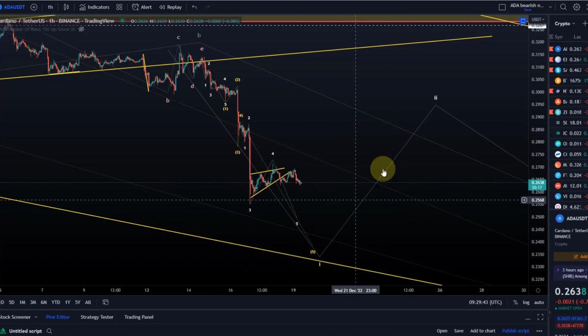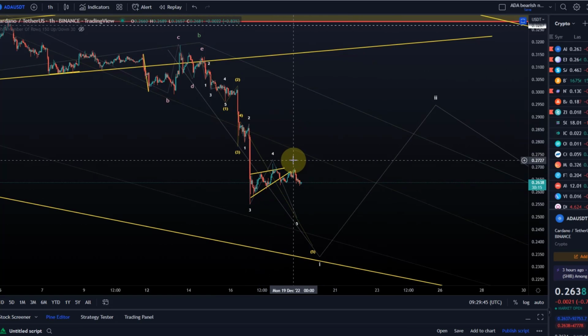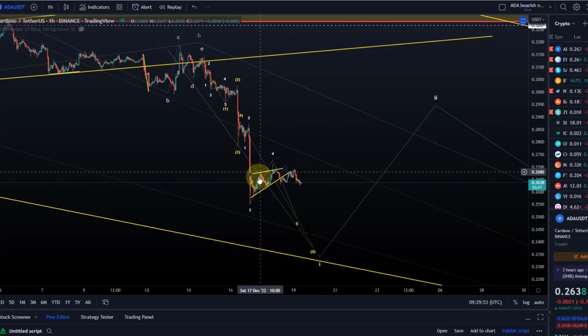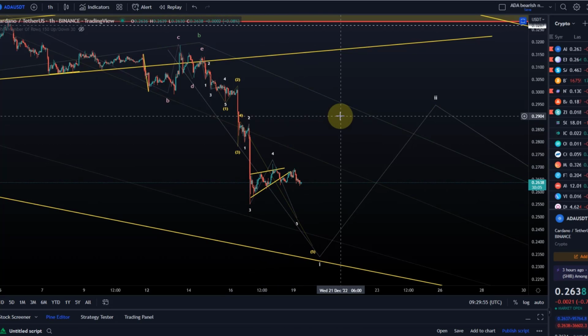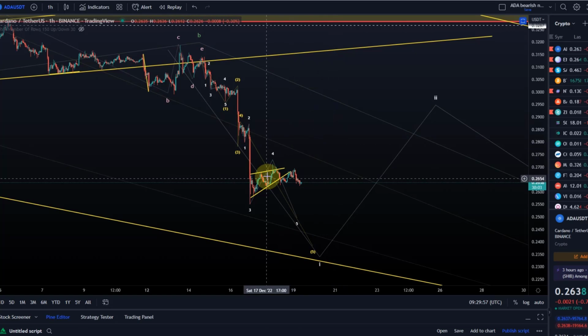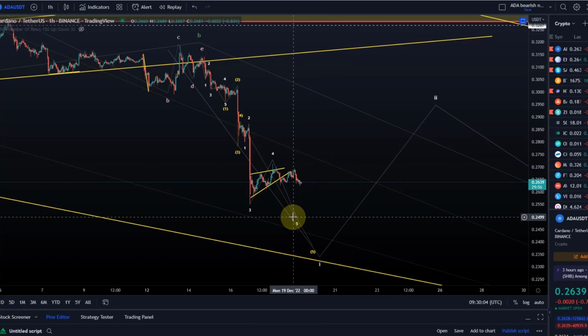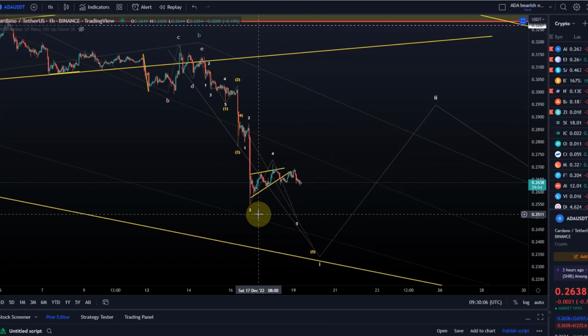Any, let's say, unexpected upside from here, I would first treat as just being a corrective wave, nothing impulsive, nothing that would indicate the trend has shifted back to the upside. Maybe short term, but first of all, we're focusing on lower, especially as long as we stay below 27.1 cents. Okay, that's my update about ADA.